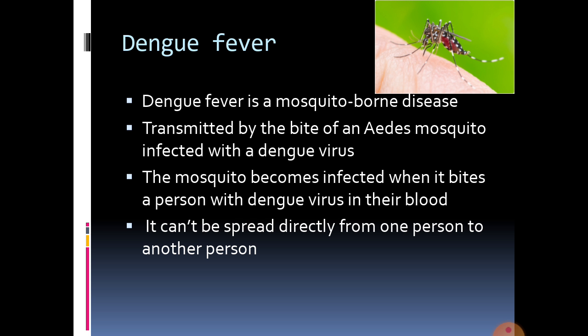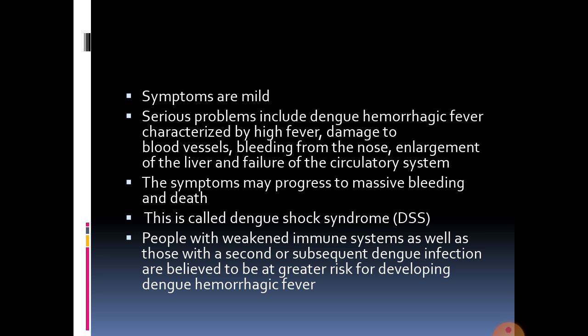Dengue fever is a mosquito-borne disease transmitted by the bite of an Aedes mosquito infected with a dengue virus. The mosquito becomes infected when it bites a person with dengue virus in their blood. It cannot be spread directly from one person to another person.